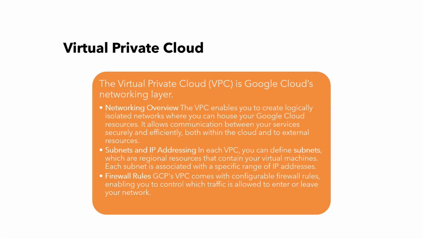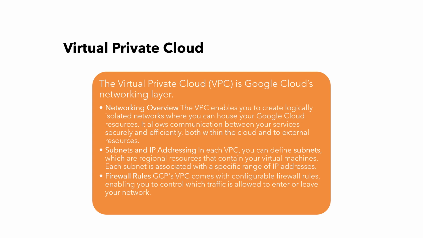A VPC is a private, isolated network that allows you to run your GCP resources securely. Think of it as a virtual version of a physical network, just like in traditional on-premises data centers, but entirely in the cloud. GCP VPCs are global, which means they span multiple regions, making it easier to deploy and manage resources across different geographic areas while still keeping them in a single network.